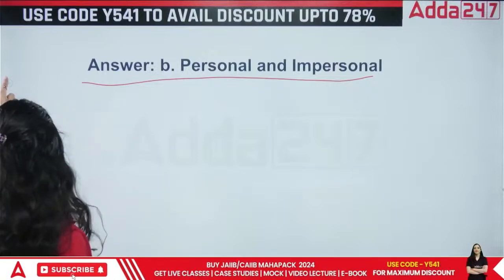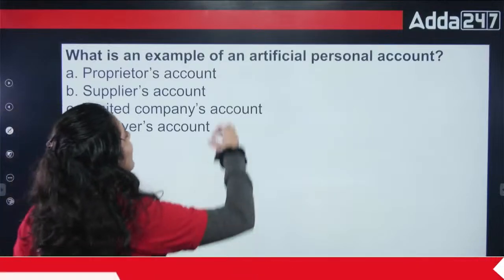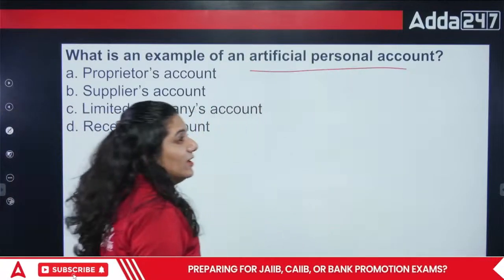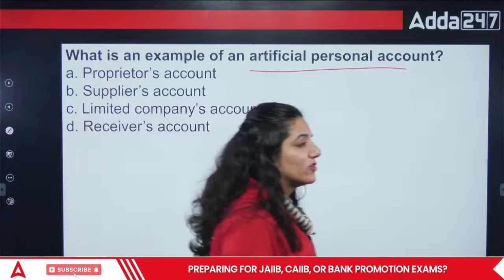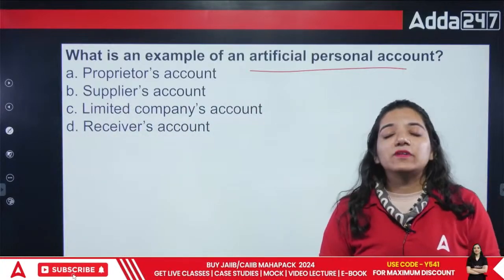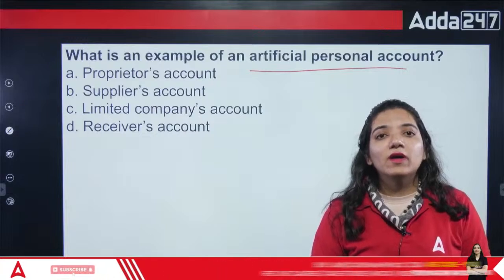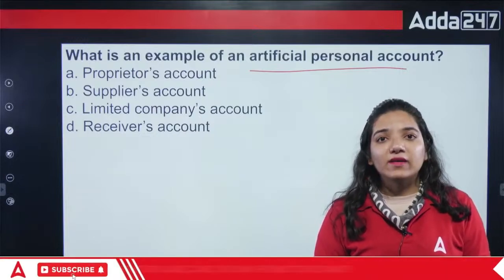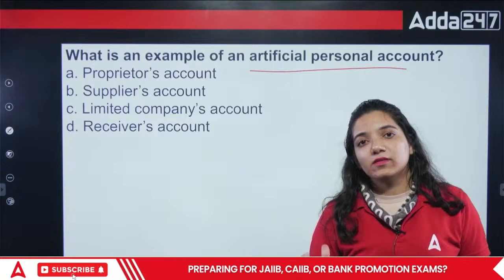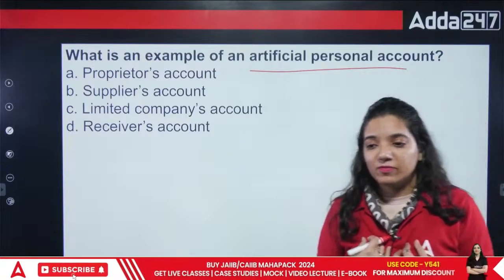Let's talk about the next question. What is an example of artificial personal account? When we talk about the artificial personal account, it includes the area of a person there. A person means we're talking about artificial person, which is not real. Individuals are real. I am a real person. You are a real person.